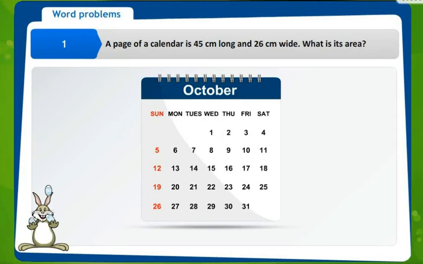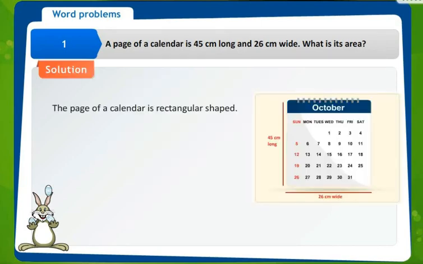So now we will apply the area of the rectangle and squares in our day-to-day life. We will solve it using a sum. A page of a calendar is 45 centimeter long and 26 centimeter wide. What is its area? Wide is the breadth and long is the length. The page of a calendar is rectangular shaped.